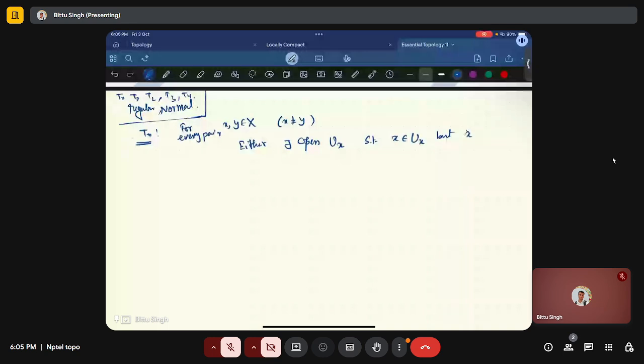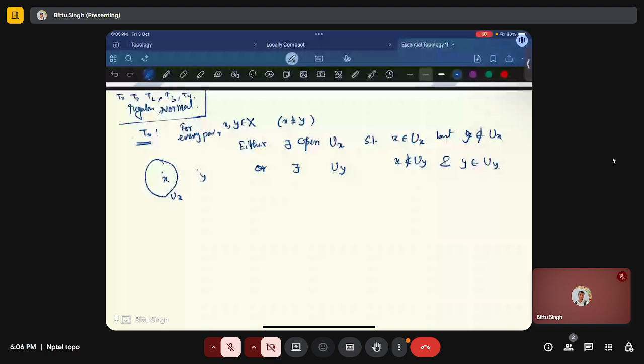Either this kind of set exists, that is, for those two points x and y there should exist Ux which contains x but does not contain y, or the opposite thing: there exists an open set Uy such that x does not belong to Uy and y belongs to Uy. Either this, or the other possibility, for this x, y there exists some Uy which contains y but not x.